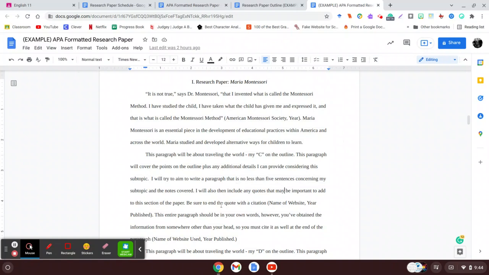I will cover points on the outline plus any additional details. If I am writing a body paragraph, I would not aim for less than 5 sentences unless it's your intro. That's just my suggestion. It should be entirely in your own words unless that's where you put your quote. Okay, and obviously the quote's not your own words, which is why you put quotes around it.